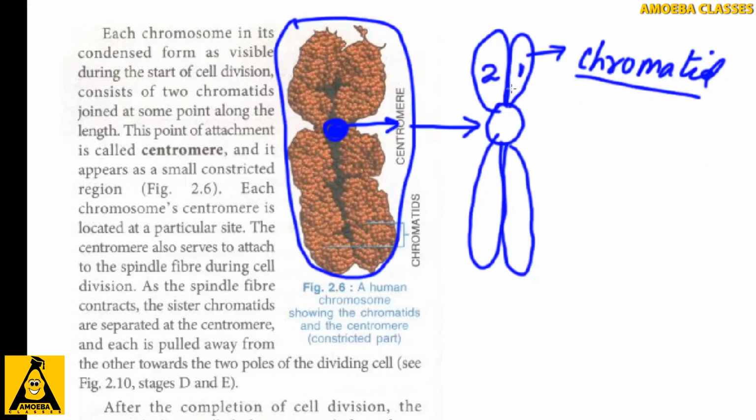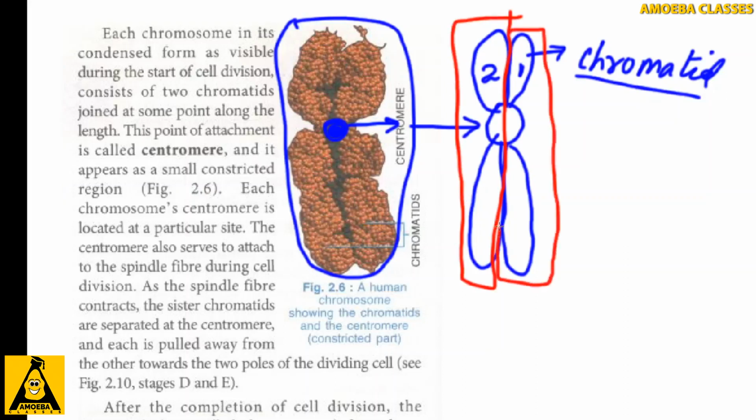Don't get confused that it is 1, 2 and this is 3 and this is 4. No, this is totally wrong. This is not the third and the fourth, so I'll be removing this 3 and 4. So this whole thing is one chromatid, and this whole other one is the other chromatid. That means how many chromatids are in this chromosome? 2 chromatids are there.